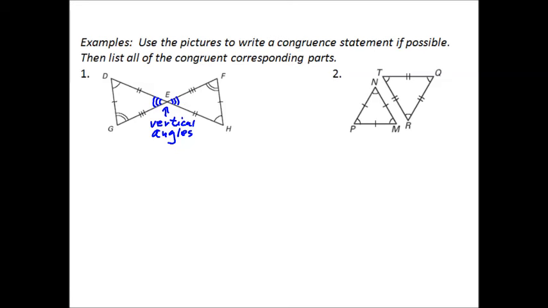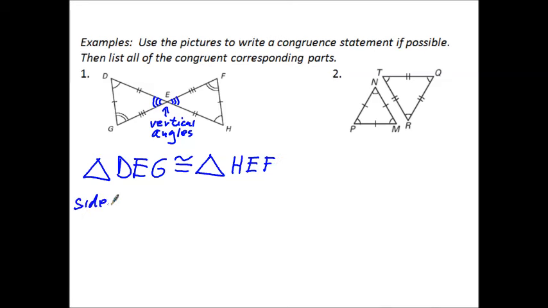So we can now write our congruent statement. Triangle DEG, and for our first one it doesn't matter which order we use, has to be congruent to triangle. And now we have to be careful. Since we started with angle D, we have to now start with angle H. Angle E is the same one here in the middle, and the last one is angle F. Here's our congruent statement.